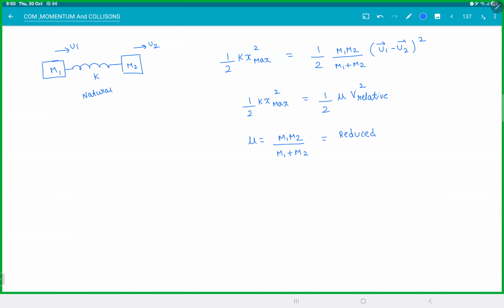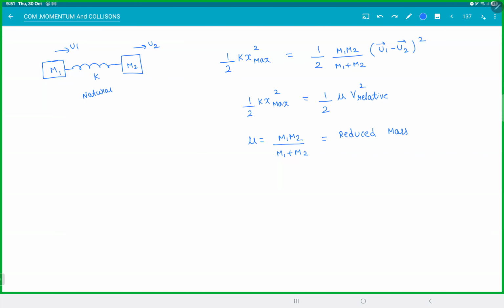Again, this is not a trick or anything. When you solve this problem, assuming maximum compression will occur when the velocities are equal, conserve momentum and energy, and when you do that, you'll end up with this result. This is called reduced mass because this whole system looks as if it is a single block with a single velocity. So half m v square is equal to half k x square. It kind of looks like that.